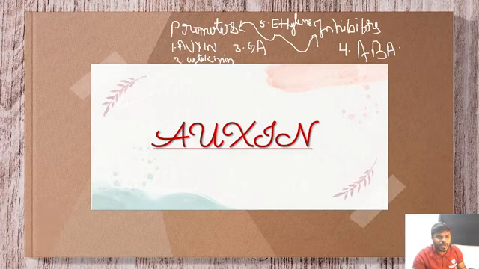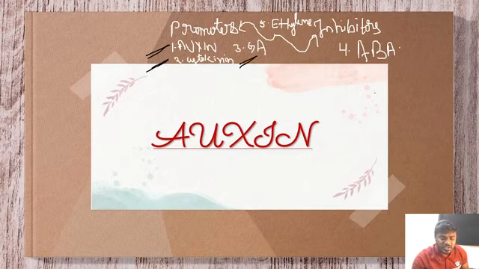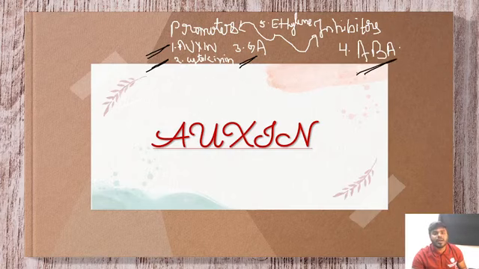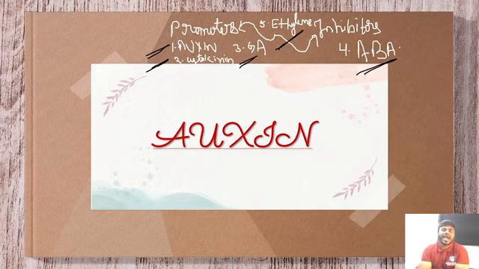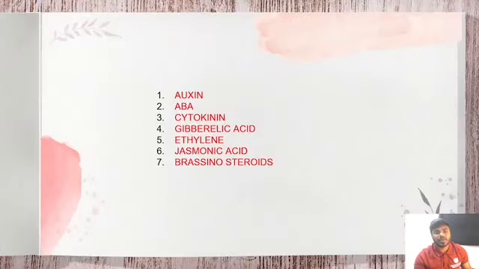So, listen everyone. Auxin, cytokinin, and gibberellic acids are the promoters which can enhance or promote growth. Abscisic acid is the one which inhibits growth. Ethylene acts as both a growth promoter and a growth inhibitor. Do not forget the statement, please.